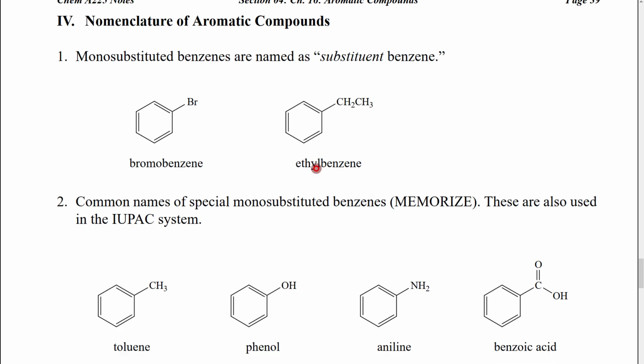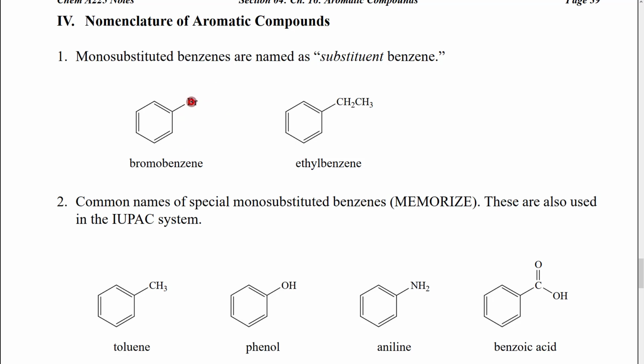Now we're going to look at the nomenclature of aromatic molecules, really largely the nomenclature of benzene-related molecules. The first thing I want to talk about is just simple, what we call monosubstituted benzenes. In other words, a benzene that has one of its hydrogens replaced with some other group. In these molecules, we name these as substituent benzene.